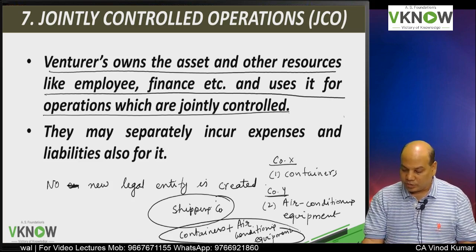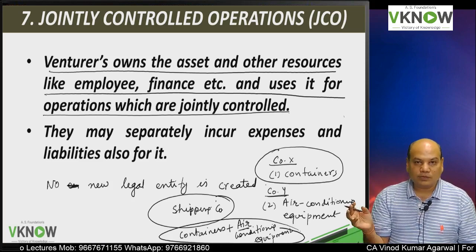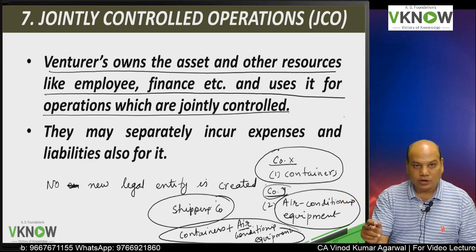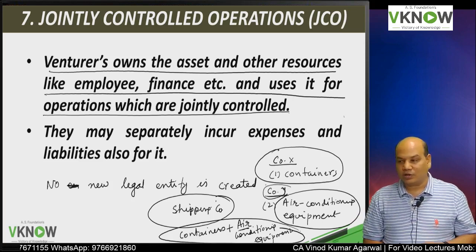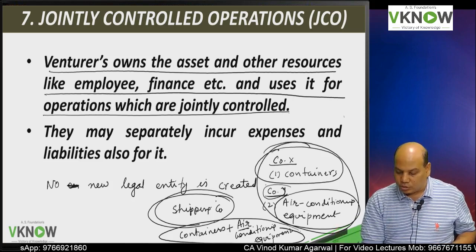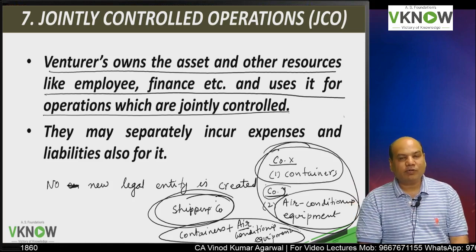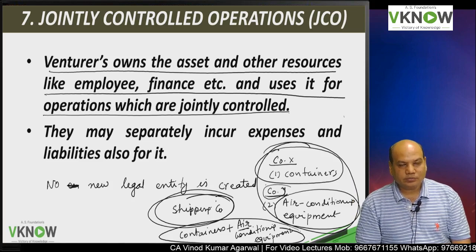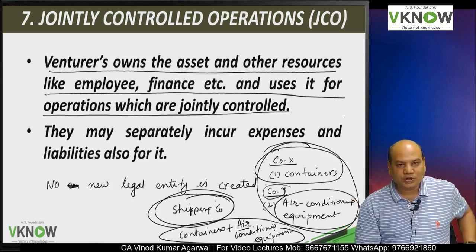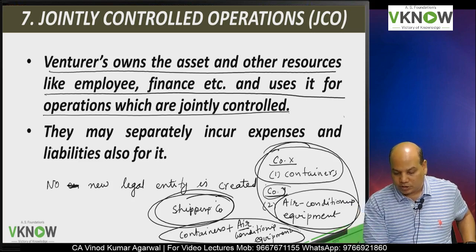But now the problem is company X alone cannot fulfill this order. It does not know how to manufacture air conditioning equipment, freezers. Company Y alone cannot fulfill this order because it does not know how to manufacture container. So they will form a jointly controlled operation. They will go to the shipping company. They will say, we will together provide you 100 containers fitted with air conditioning equipment. And then they will also agree how the revenue, cost and other things will be shared. So this type of arrangement is called jointly controlled operation.